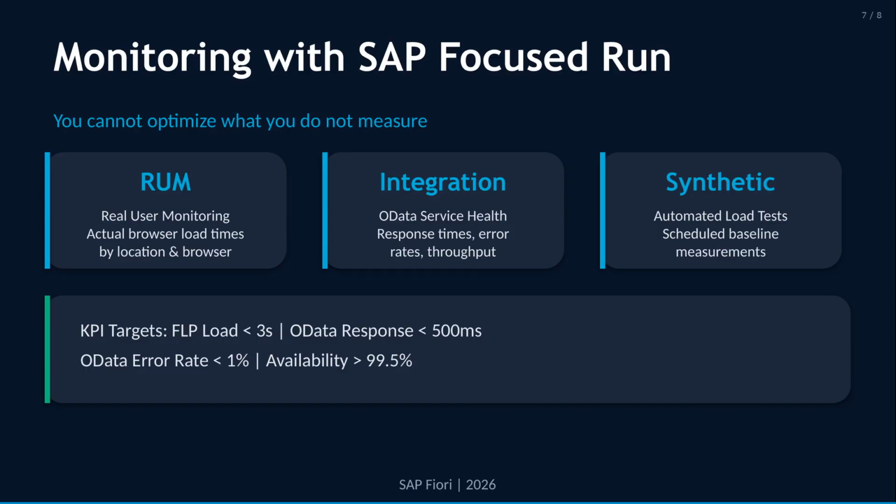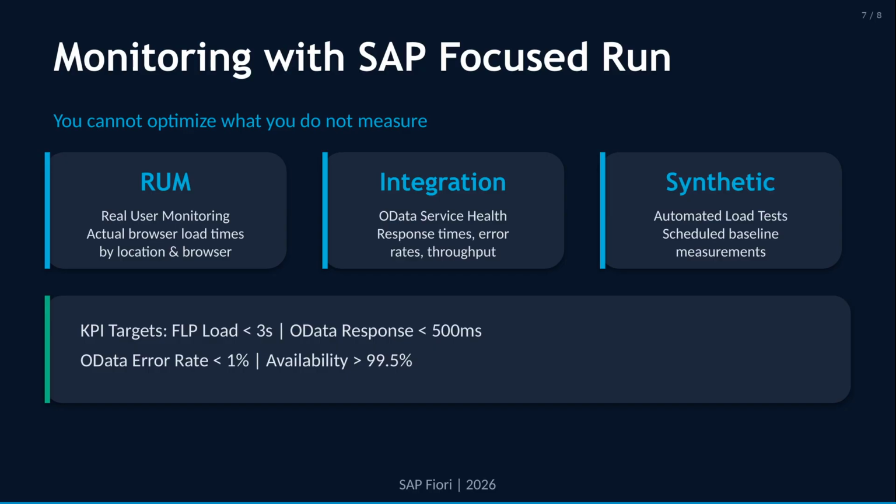SAP Focused Run provides 3 critical dashboards for Fiori performance. First, the RUM, or Real User Monitoring, dashboard captures actual browser load times from end users, broken down by network, browser, and geographic location. Second, the Integration Monitoring dashboard tracks OData service response times and error rates from the gateway. Third, the Synthetic User Monitoring feature lets you schedule automated launchpad load tests from different locations.